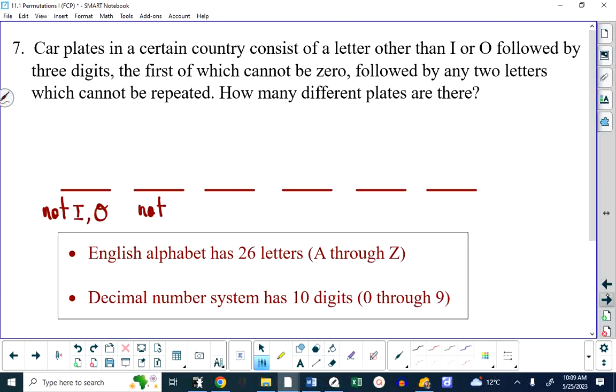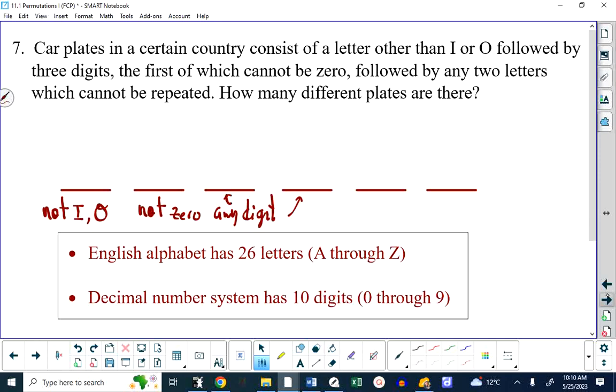I'll write the word 0. This is any digit here or here. It doesn't say anything about not being allowed to repeat. So those 3 digits could be 111. Who knows? But the first of those 3 digits in that group cannot be a 0.